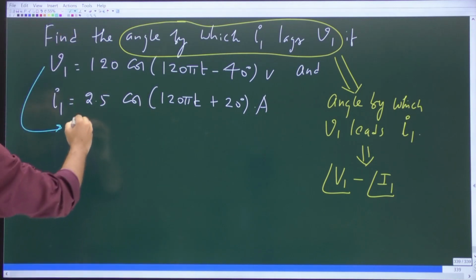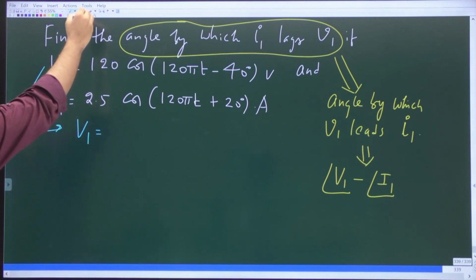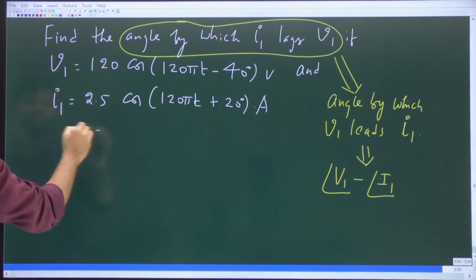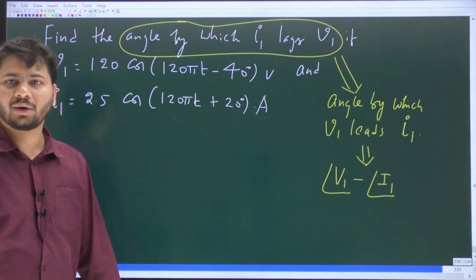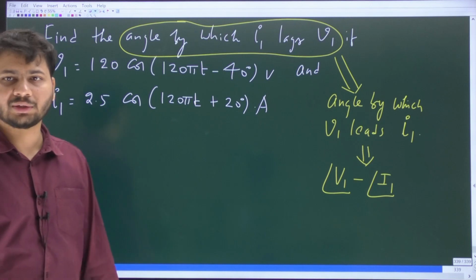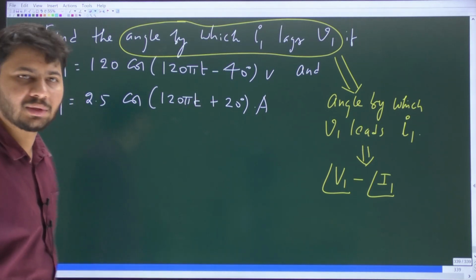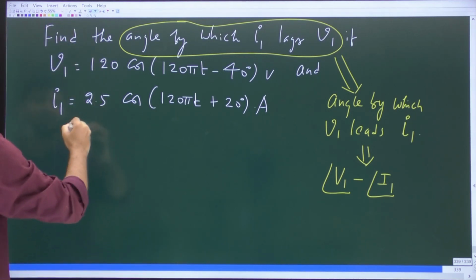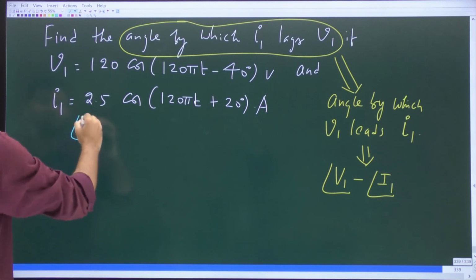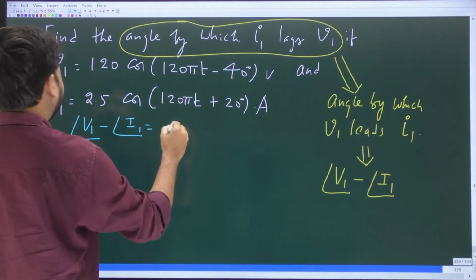So small v1 in the phasor form. In fact here there is no need to convert to any phasor form, because both the voltage and current are expressed as cosine functions with positive amplitude. You can directly take the phase difference. So what is the angle of V1 minus the angle of I1?